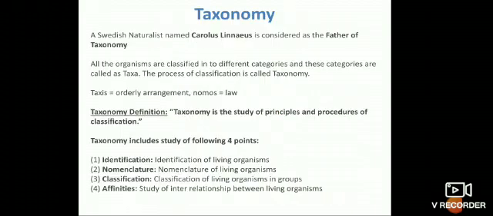A Swedish naturalist named Carolus Linnaeus is considered the father of taxonomy. He is the first person who classified animals in his book Systema Naturae. All the organisms are classified into different categories, and these categories are called taxa. The process of classification is called taxonomy. Taxis means orderly arrangement, and nomos means law.